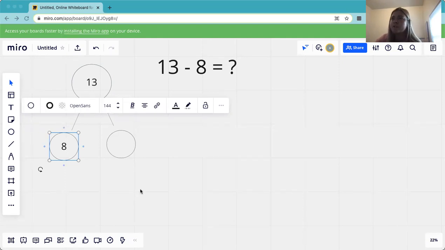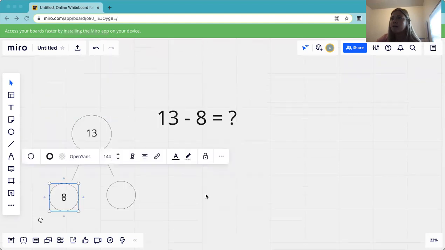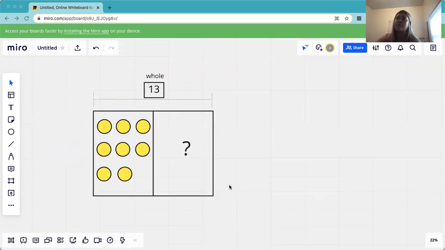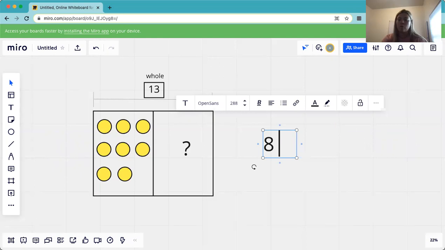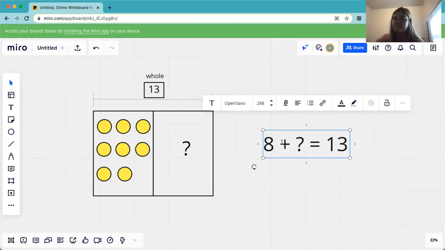So now what we're going to do is use addition to help us subtract. Going down to here, up here, I have 13 as my whole, and then I have 1, 2, 3, 4, 5, 6, 7, 8 of my chips here. So I'm going to make an addition problem here to kind of switch it around, because remember before we had 13 minus 8 equals, which we haven't found out yet. So I'm going to change it into an addition problem: 8 plus, trying to figure that out, equals 13.